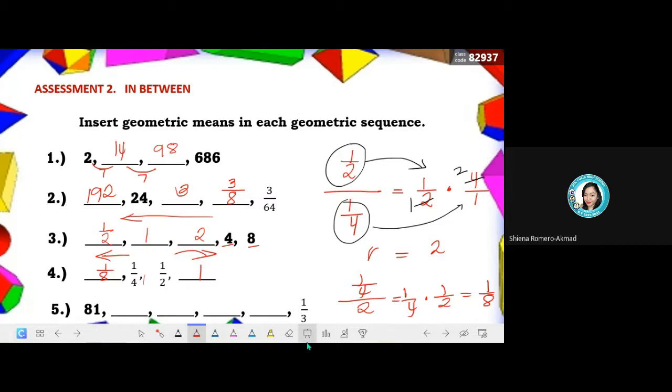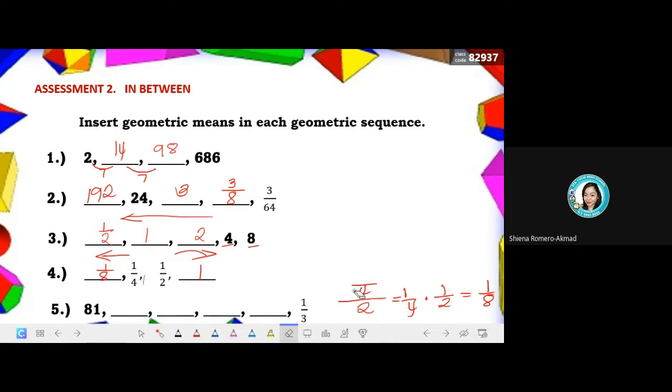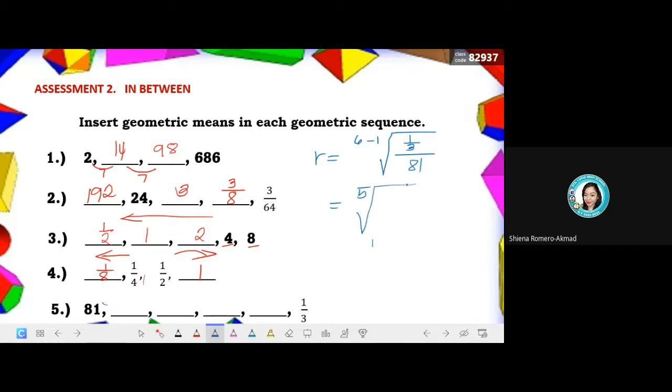So dito naman sa number 5, madali lang din. Ano lang yung gagawin? Kunin lang muna natin yung ratio using the formula. So the ratio would be, wait lang, bura tayo. Ratio is equal to the 6 minus 1 root of 1/3 divided by 81. Napakapangit ko talaga magsulat ng R. 6 minus 1 is 5. Then we have 1/3 times reciprocal ng 81. That's 1 over 81.